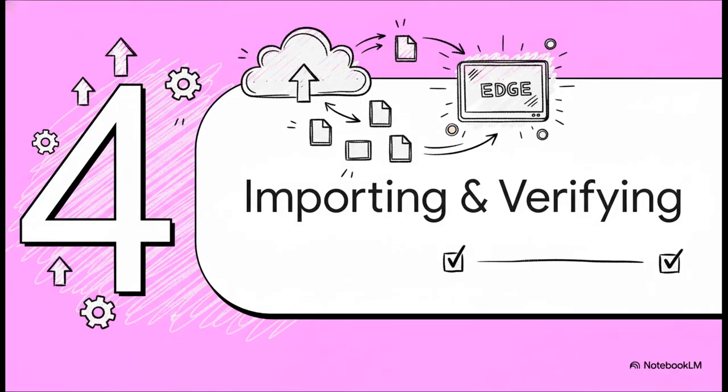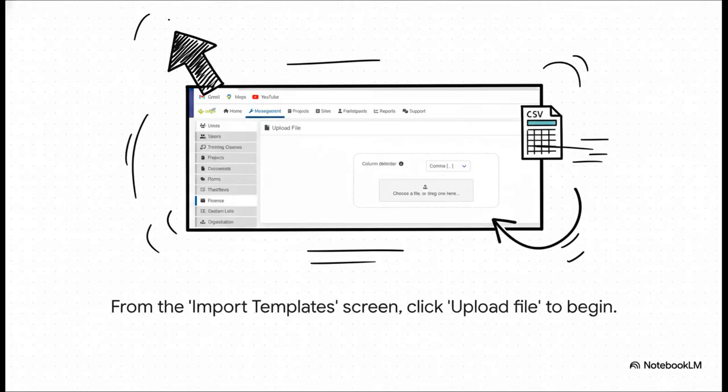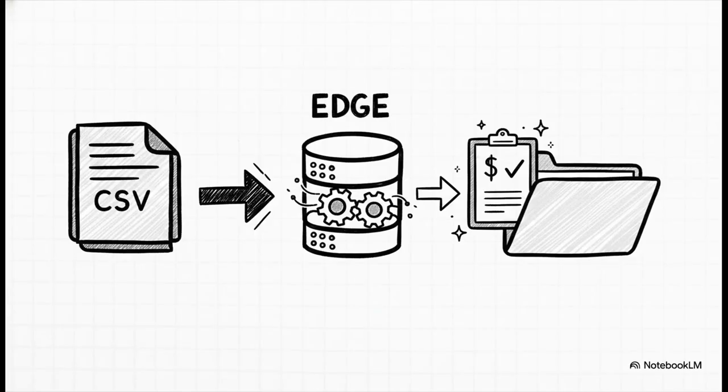All right, let's move on to the final, and I gotta say, the most satisfying step, uploading all your hard work into Edge and watching it all come to life. This is the moment of truth. We're back on that same import template screen, but this time you're gonna click Upload File. Then you can just drag and drop the CSV file you so carefully prepared. And now, Edge does the magic. It'll process your file, reading every single row that you prepared, and in just a moment, it's going to create that new finance template right inside your project.